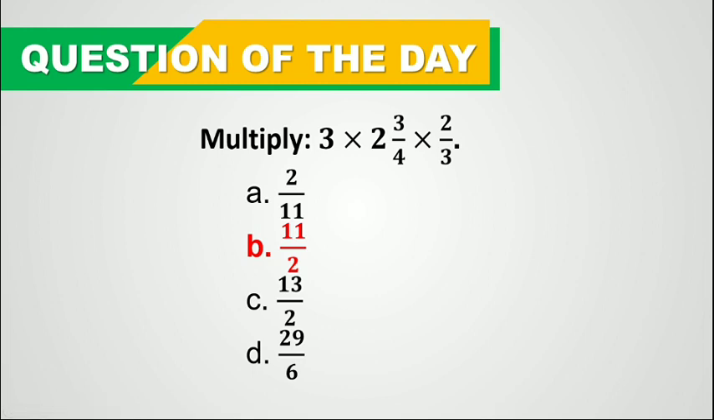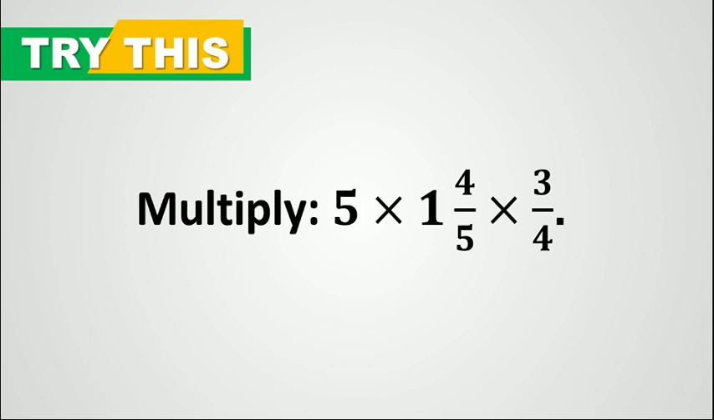Again, numerator times numerator, denominator times the denominator. And if it's a mixed fraction, change it to an improper fraction first before you do the basic rule. Now, this time, I want you to try this one. Try to multiply 5 times 1 and 4/5 times 3/4.